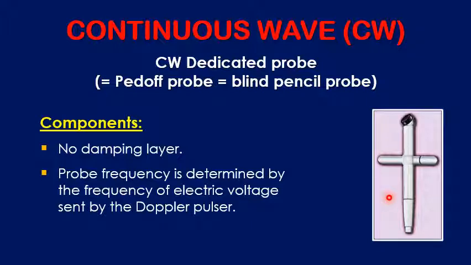The probe frequency here is determined by what? Like I mentioned, there is a PZT located here that is continuously transmitting. At which frequency it transmits the waves is determined by the electricity delivered from the transmitter or the pulser of the ultrasound system to the CW crystal. So the ultrasound frequency is determined by the electric frequency.